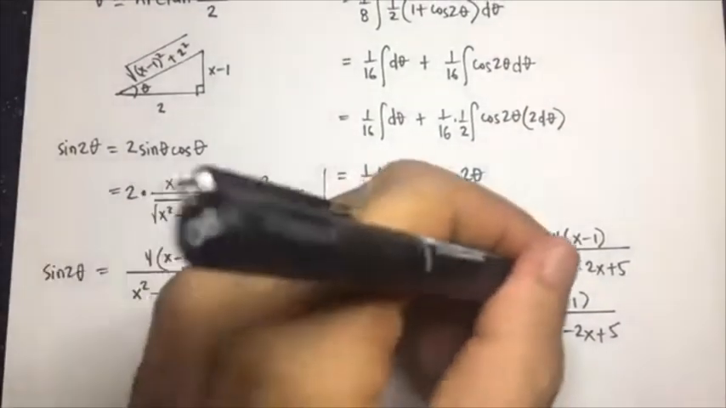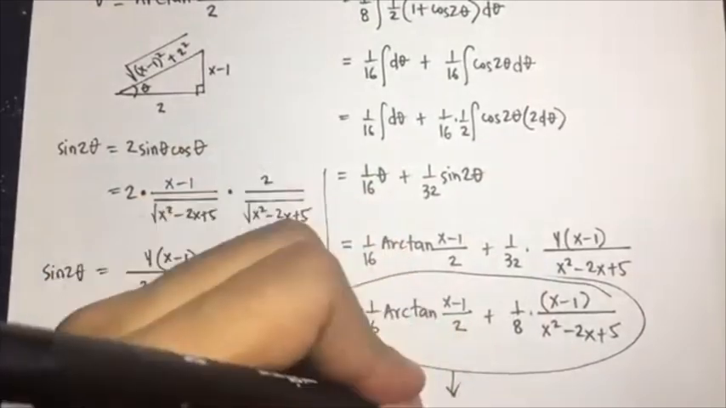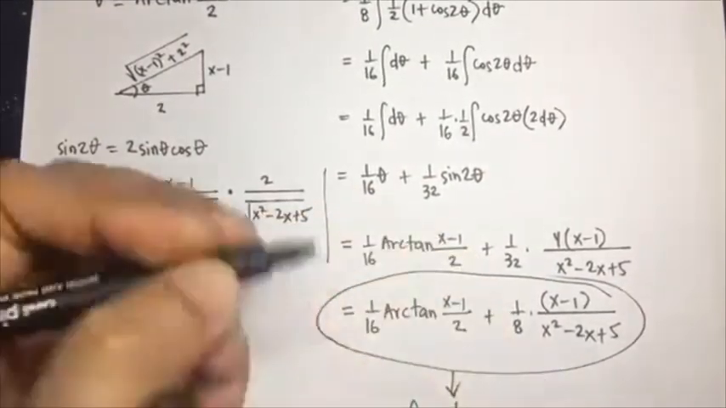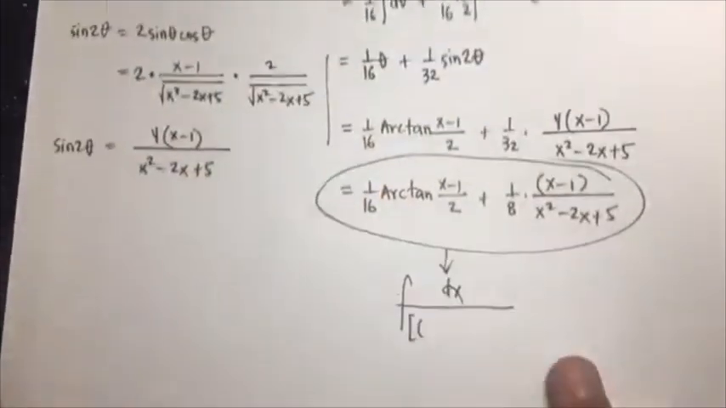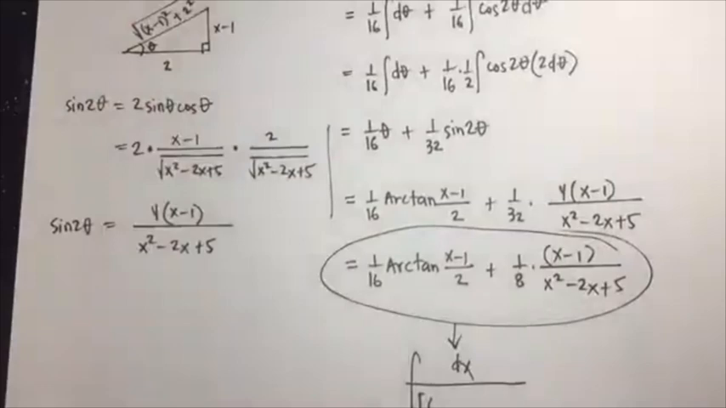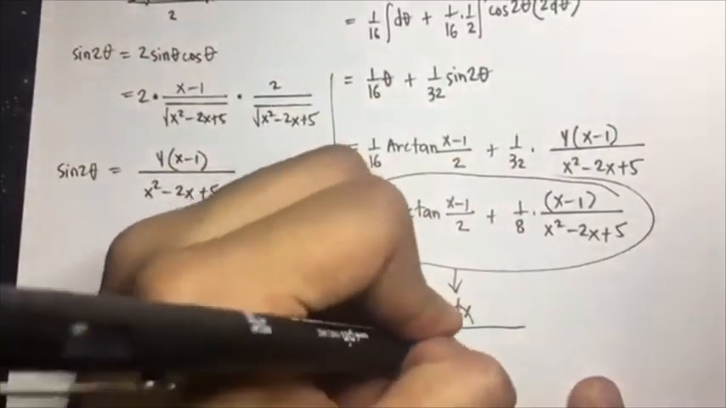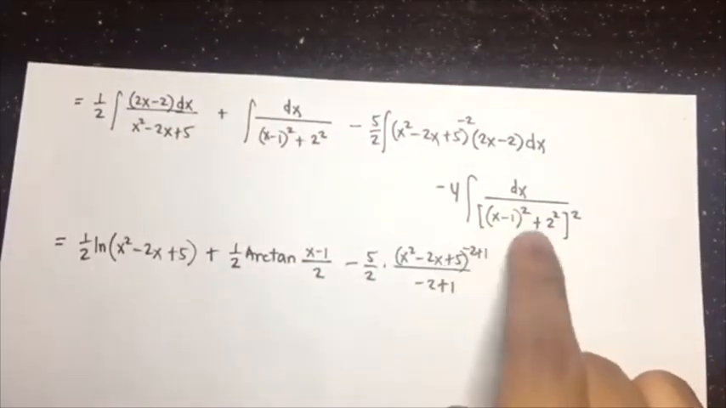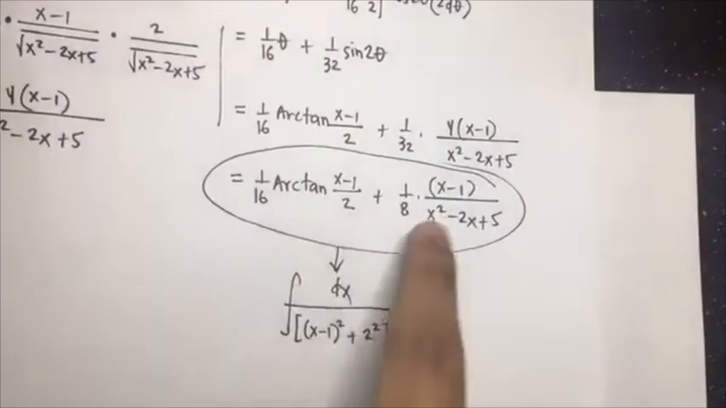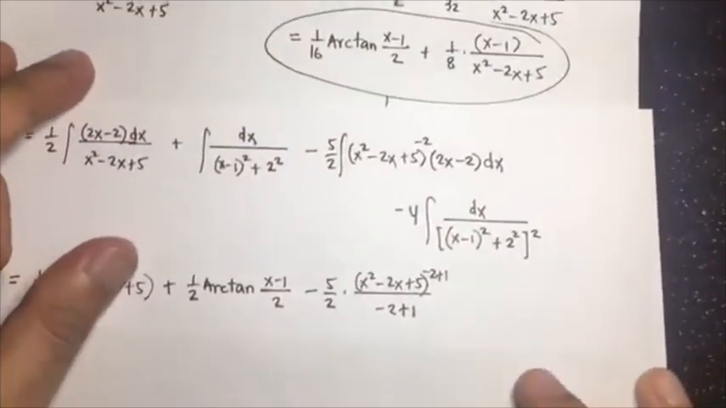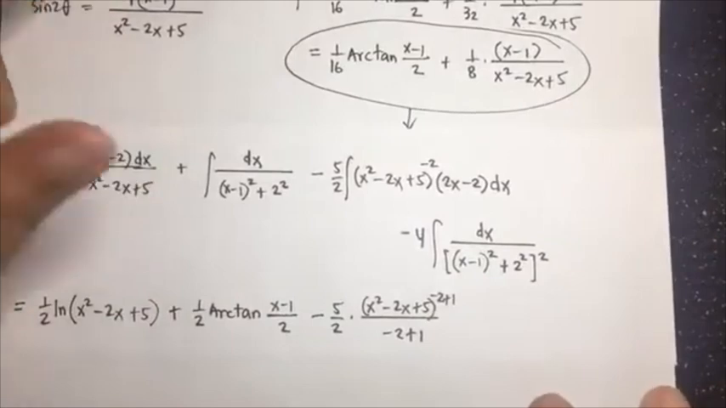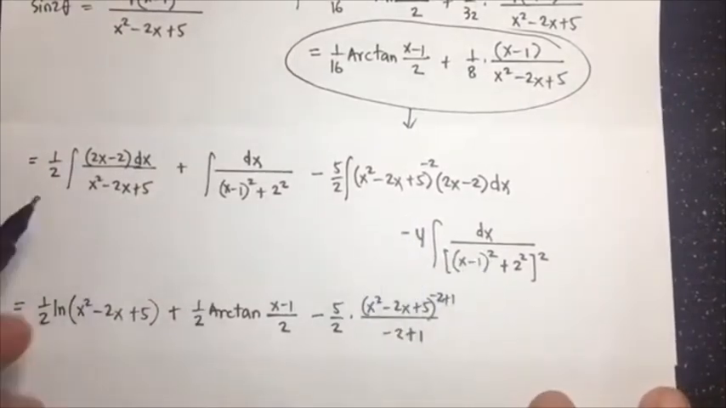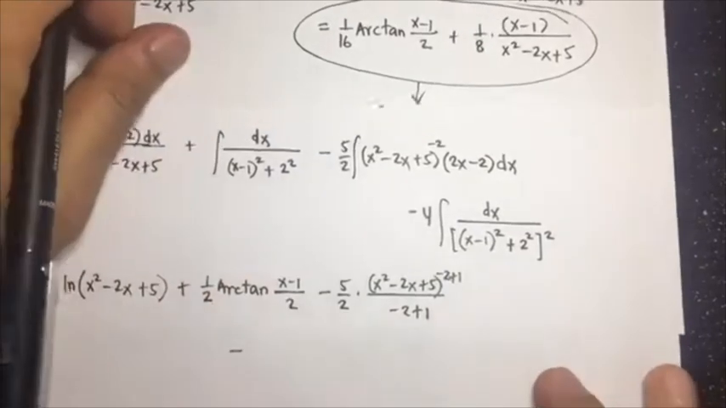Okay, so this is now therefore the equivalent of the integral of dx over x minus 1 squared plus 2 squared squared. Okay, so therefore we will replace this with this. So minus 4. Let's just write this here.